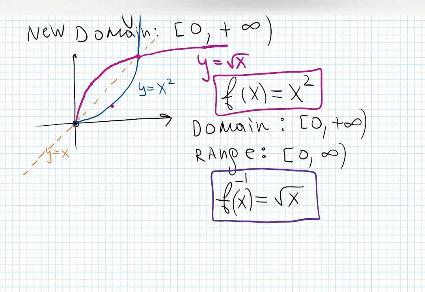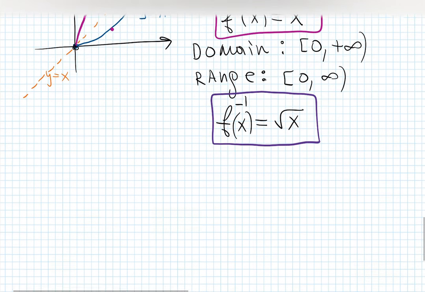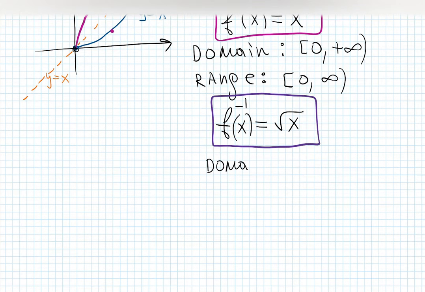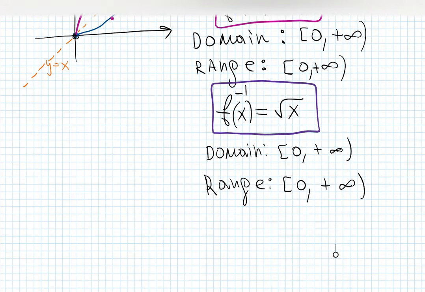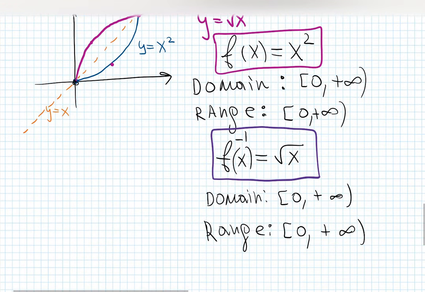That's my inverse. For this inverse, domain and range should switch orders. So whatever was domain for the first function will be range for the second function. Range for the square root of x, 0 to infinity. Whatever was range for the first function now becomes domain for the second function. 0 to plus infinity. That makes sense because square root does not exist for negative numbers. And that's how these functions were created.